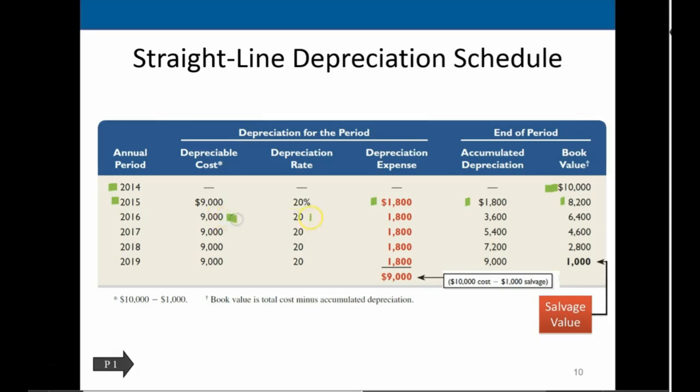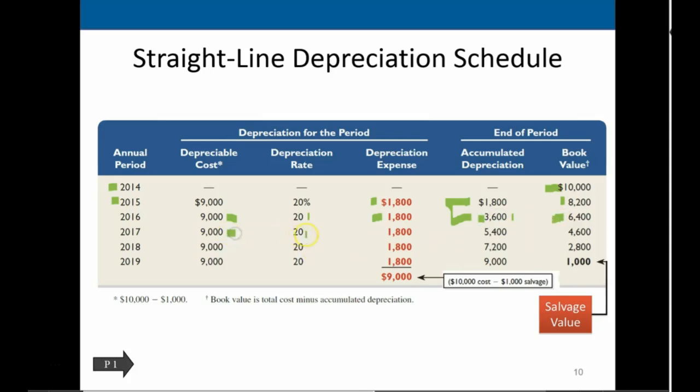still the 9,000, and once again, 20% is always the same, 1,800, and so now we have the accumulated depreciation, which is this number plus this number, and now we're taking the 8,200 minus the 3,600, brings us to the 6,400. Sorry, this is the total accumulated depreciation. So it's the original cost minus the 3,600 gives us the 6,400, and then we keep going down with this.